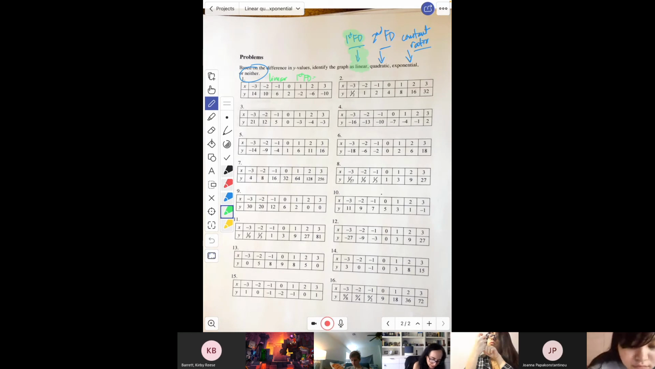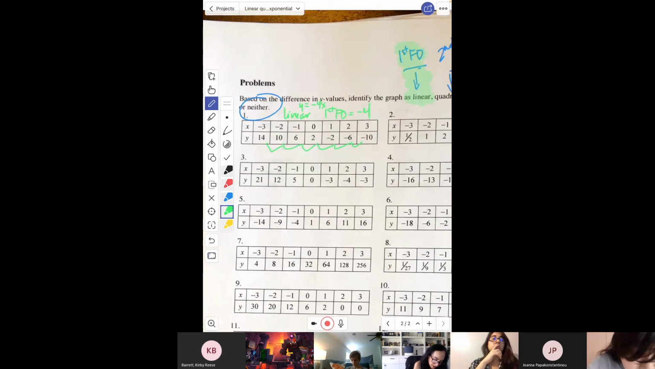What was the first finite difference? If we did the subtraction, what did we get? 4. Was it 4? -10 minus a -6. -4. -4, right? Now, how did we use that information to write the rule? So the rule would be what? Y equals -4, because that's our slope, right? And then how did we find the Y value of the Y-intercept?